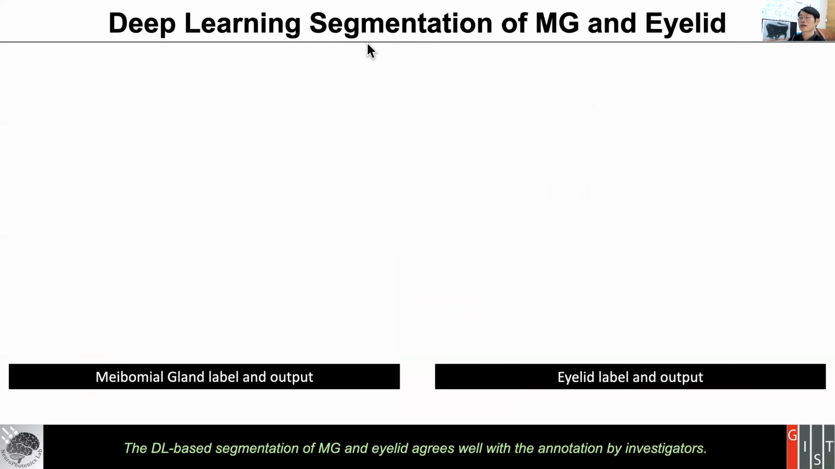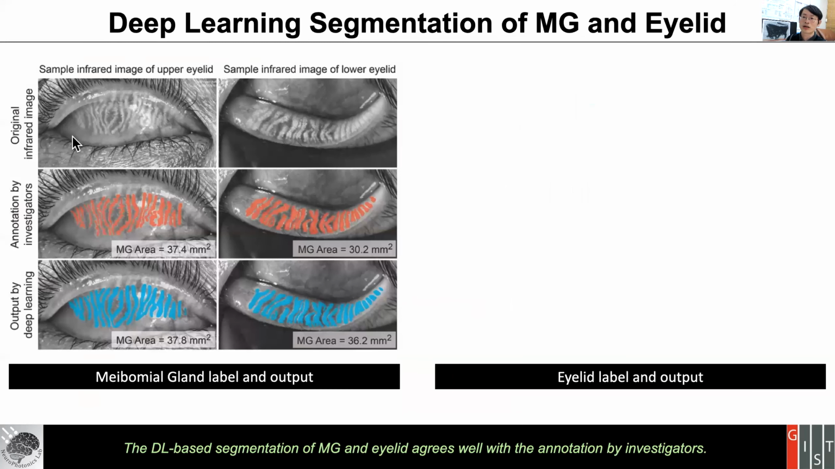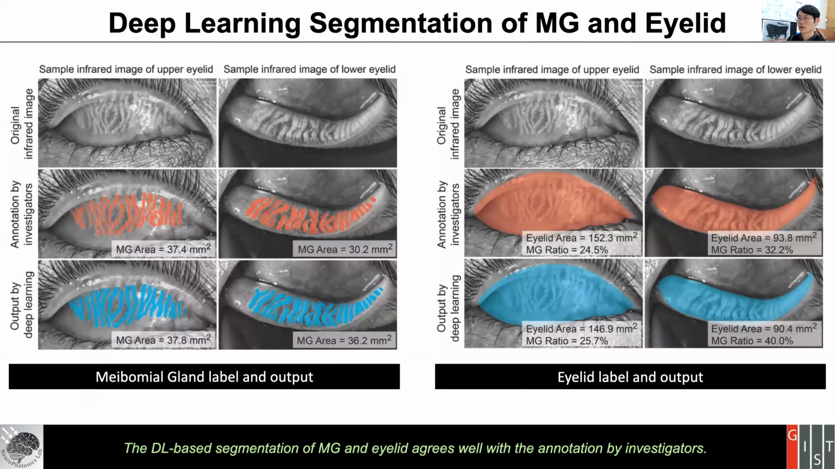Deep learning segmentation was done and is shown here. The original annotation is shown in orange and the deep learning output in blue. You can see there is pretty good correlation and agreement. Only this eyelid was similar. So there has been a pretty good agreement.